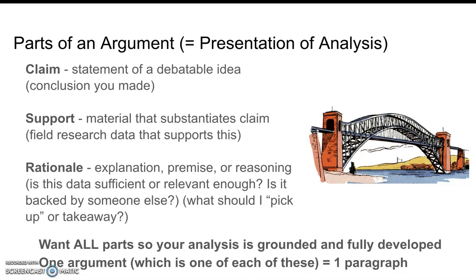So we have claim, support, rationale, and you really need all three of those parts in your analysis. The support grounds it, but the rationale develops it, and then the claim guides it. You need all three parts. If you're missing one, your reader's just going to be confused or unconvinced. So claim, support, rationale together makes one argument.